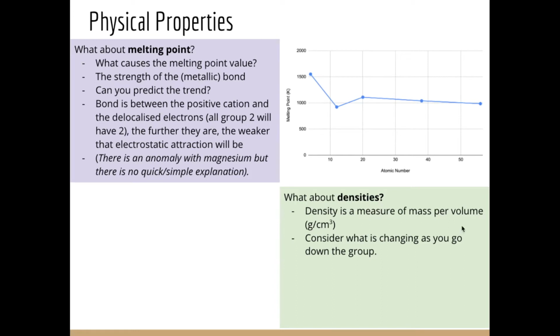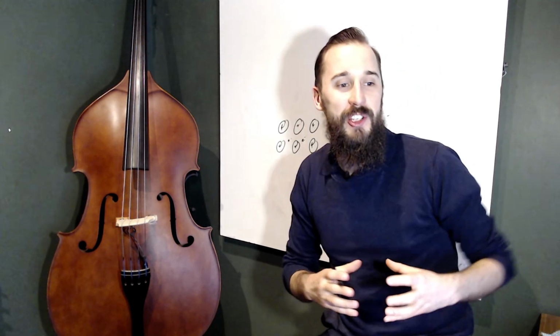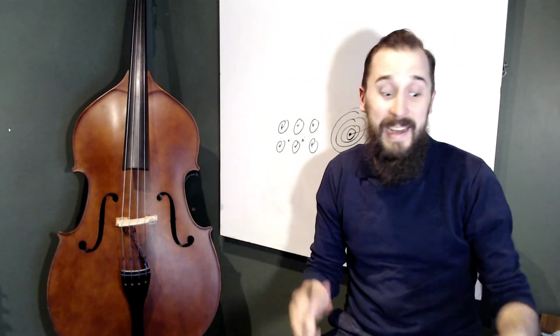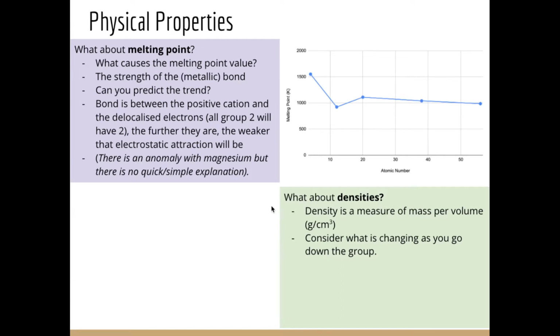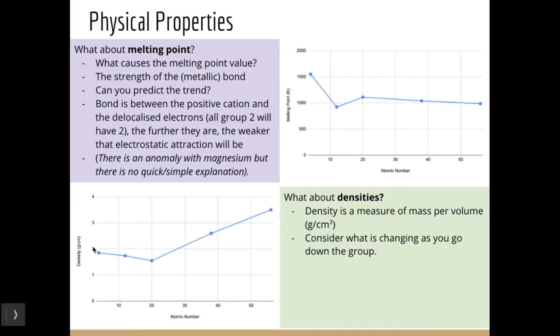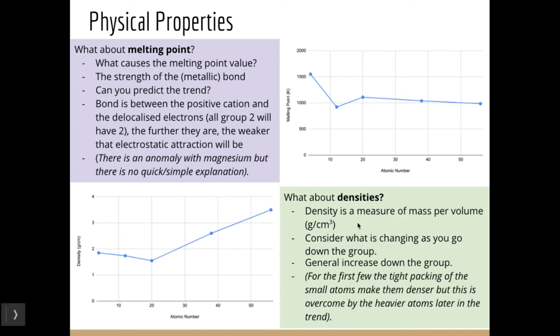If we have density as a measure of mass per volume, let's consider what we're going to change as we go down the group. Well, we're going to change both of these things, aren't we? As we go down the group, they're going to become heavier because we've got higher atomic numbers and higher mass numbers for the ones that are further down the group. We're also going to change the packing arrangement because they become bigger as they go down the group. And we see a trend where we have a decrease in density up until calcium, and then a big increase in density as we go down to strontium and then barium. So you could summarize that as a general increase, but really we've got a bit of a decrease and then an increase.